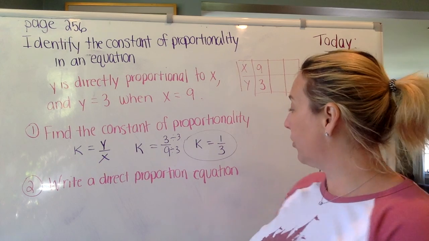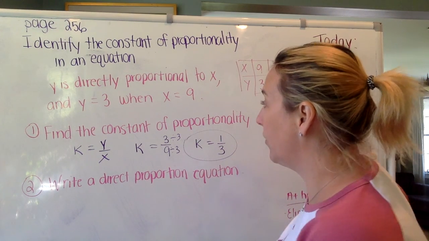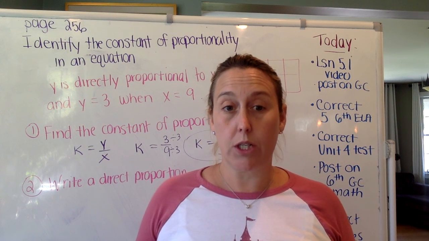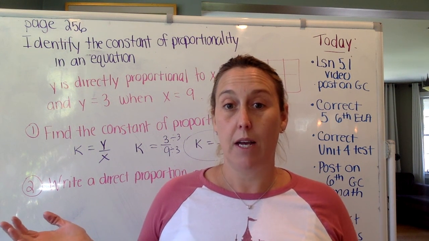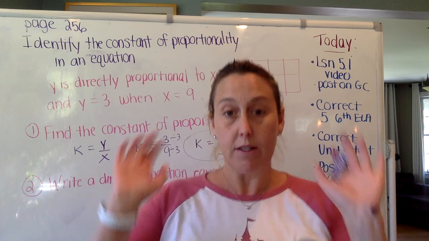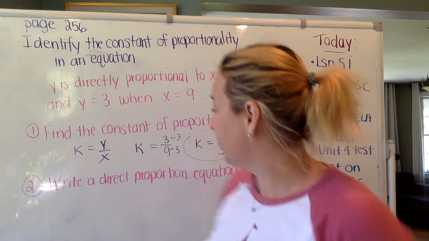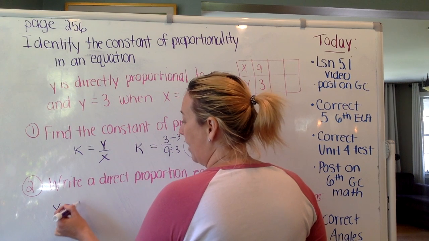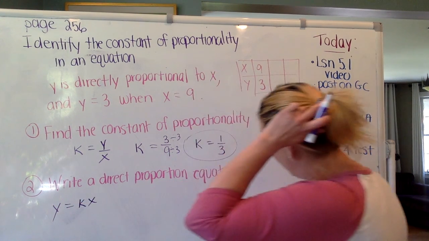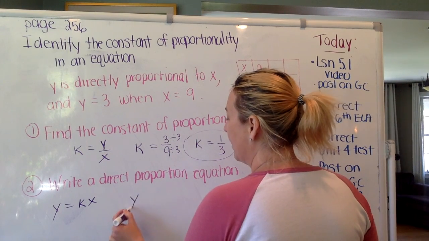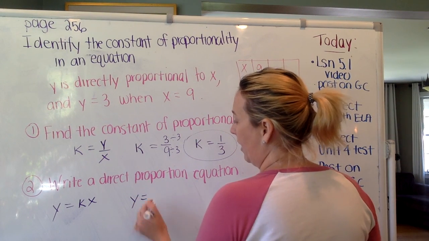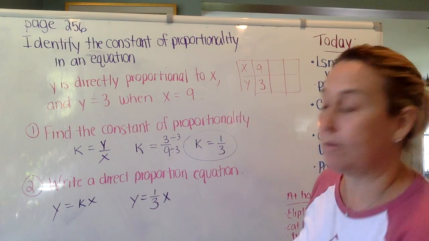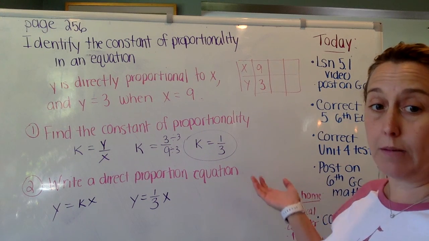Write a direct proportion equation. So now that we know that k equals 1/3, how do we write the equation for a direct proportion? What's the formula for a direct proportion equation? I'm going to have you type it into Edpuzzle, pause. All right, hopefully you said that the direct proportion equation is y equals k times x. So in this example, y equals 1/3 times x. With this information, I could fill in more of the table.